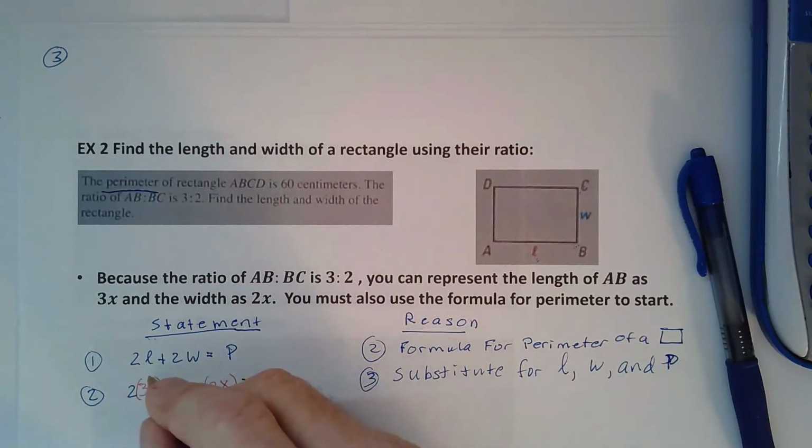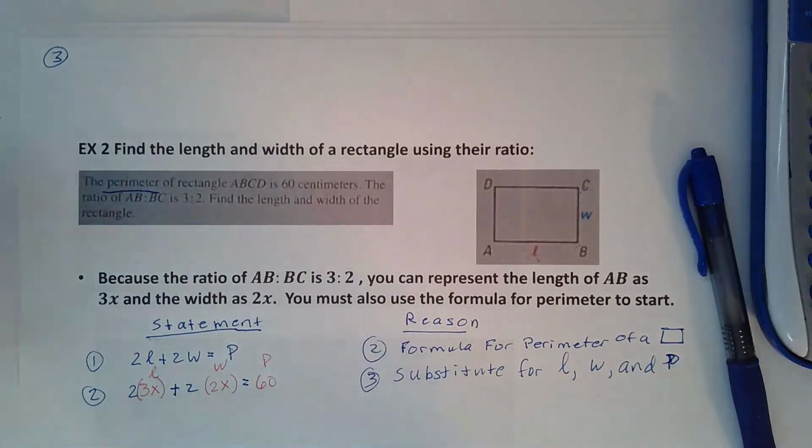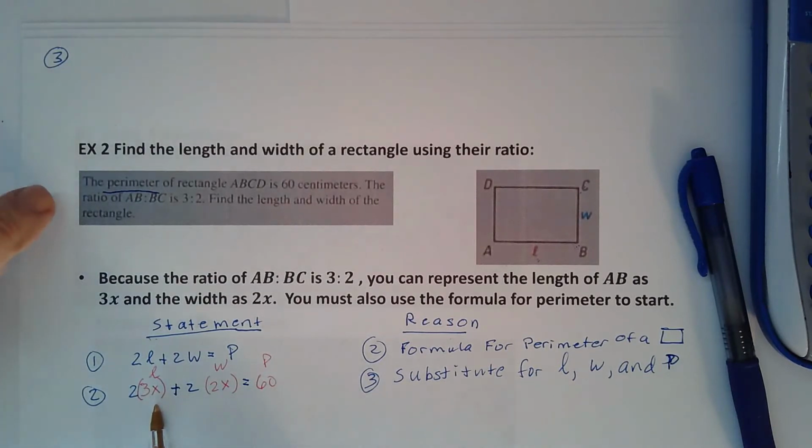So this was the length. This was the width. This was the perimeter. The 2 here was part of the perimeter formula, as was this 2 here. The length was 3 times some unknown, or 3x. Don't confuse that with 3 times. That's 3x. That's the variable x. Okay? And this is 2 times x.